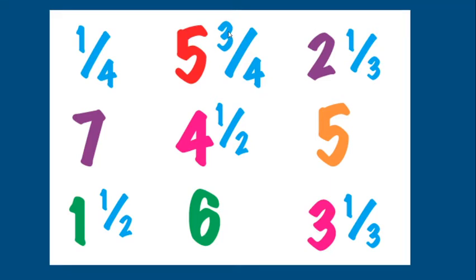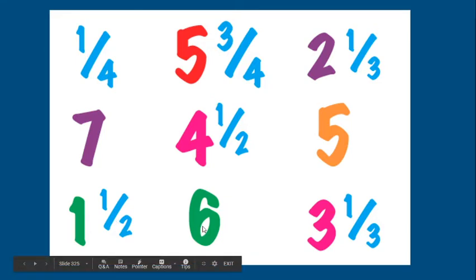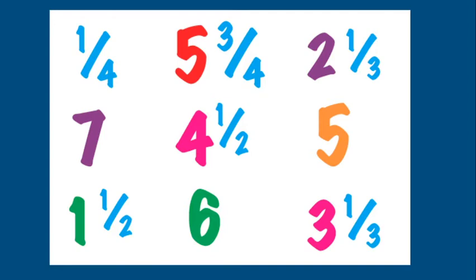5 3/4. 2 1/3. 7. No, that's not a fraction, it's a whole number, right? 4 1/2. 5. Again, we have a whole number. 1 1/2. 6. 3 1/3. Now, if we take a look at these fractions, these are called mixed fractions. What we do is we have a whole number that's connected to a fraction.